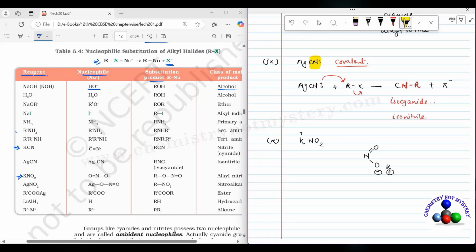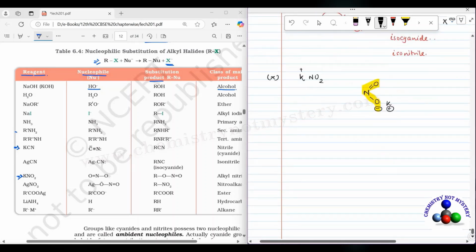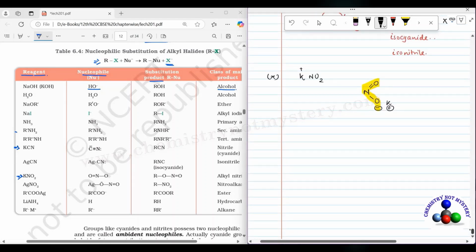So now, as this oxygen carries a negative charge, it will act as a nucleophile. So in NO2, oxygen carries a negative charge and it will make a bond with the alkyl group. So let's draw the structure. Now let's write the reaction with alkyl halide. So this is N double bond O. On the other side it is bonded to oxygen and this oxygen carries a negative charge. This will make a bond with the alkyl group of alkyl halide.